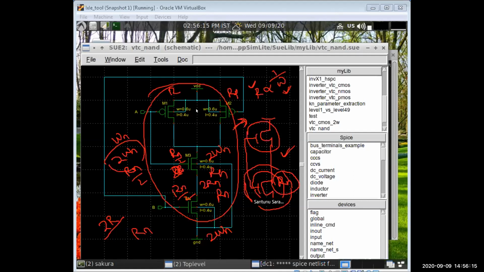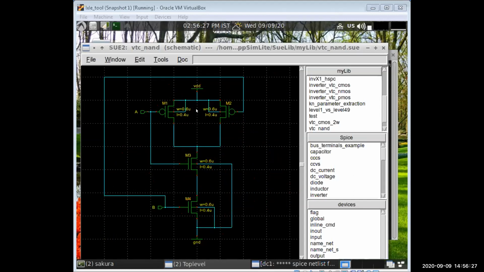Yes, sir. Now come to the pull up network. So here 2 transistors are there. In this case, if any one of the transistors is on, the path will be on or not? Yes, sir. So if any one of the transistors is on, that means current will flow, either this or both. So what is the best case? Best case means when both will be on. When both are on, then the equivalent resistance will be Rp parallel Rp, that is Rp by 2. Yes or no?